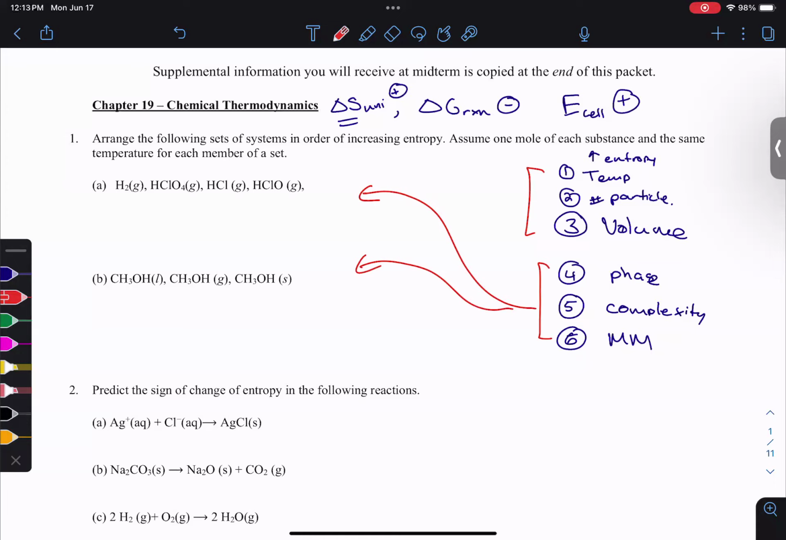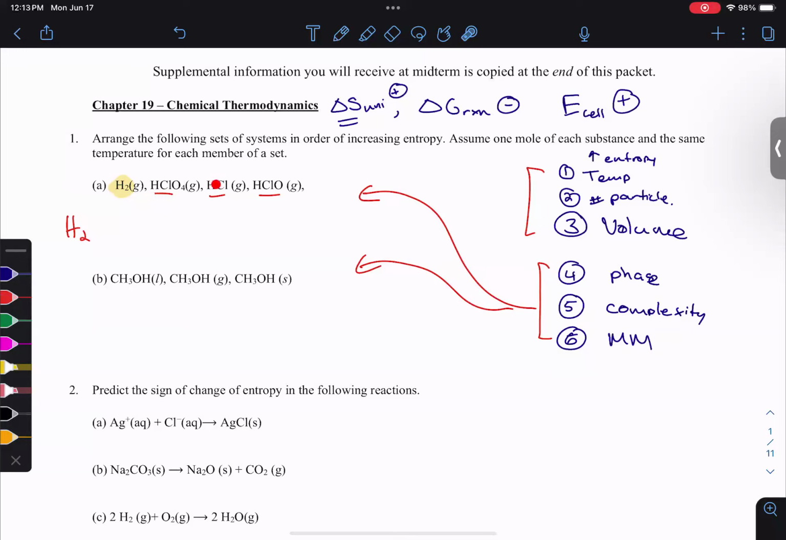So if we look here in terms of complexity and molar mass, I would say that hydrogen has the least amount of entropy because it's the lightest, smallest little particle. So hydrogen's going to be last. Then our other compounds all have hydrogens, chlorines, and oxygens attached to them. At this point, I would probably say molar mass is going to affect us the most. But actually, it's molar mass and probably complexity also.